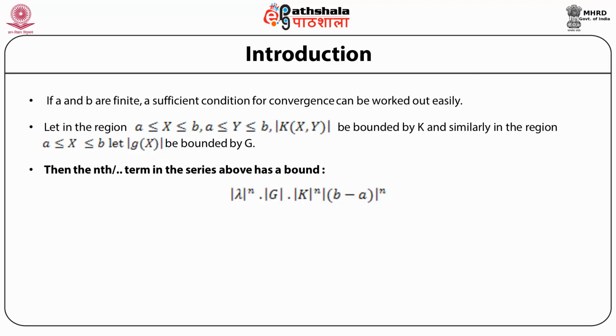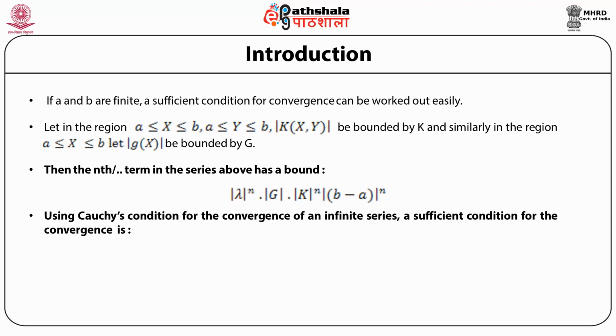Now we can use Cauchy's condition for the convergence of an infinite series. A sufficient condition for the convergence is that mod lambda into mod k into mod of b minus a is less than 1. Because if this product mod lambda, mod k, mod b minus a is less than 1, then obviously the product mod lambda to the power n, mod k to the power n, mod b minus a to the power n is less than 1.